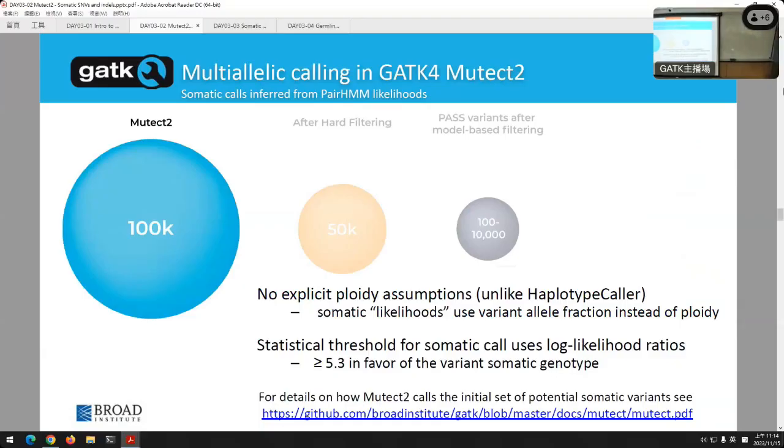So again, in MuTect2, we actually filter there based upon, as we mentioned, population frequency, panel of normals, a normal sample. There's a lot of filtering that actually happens there, all right?